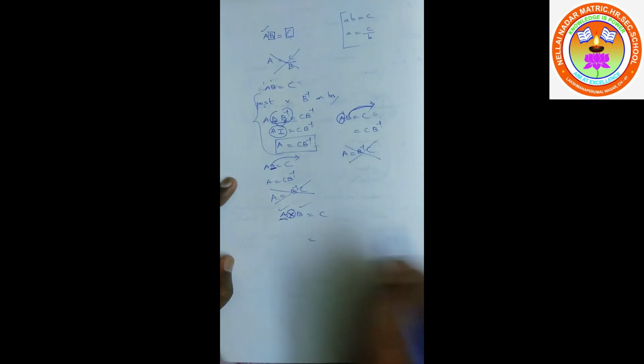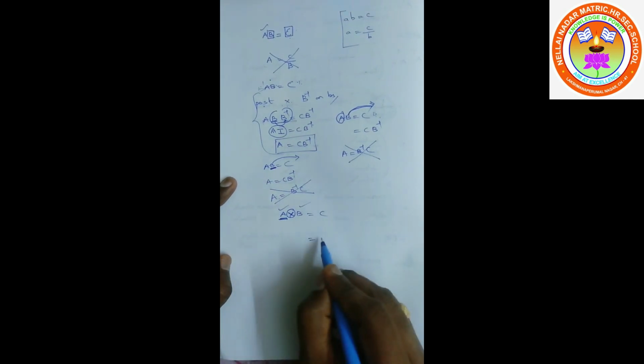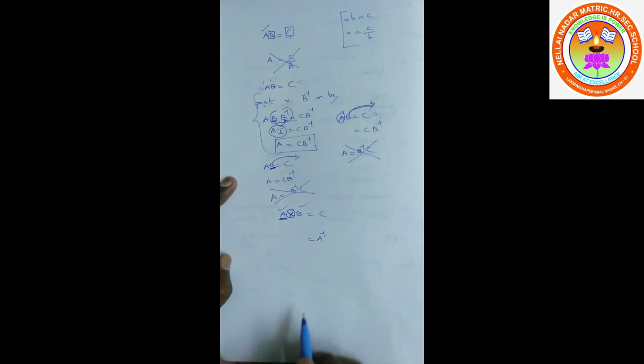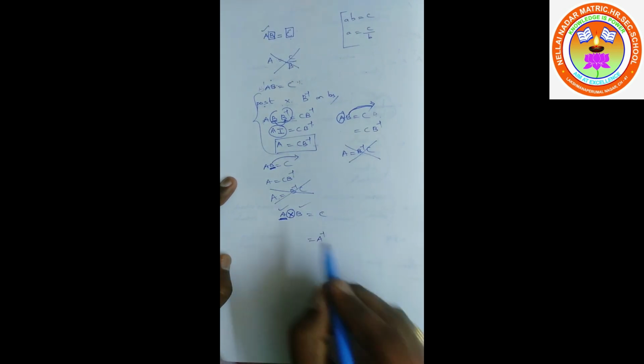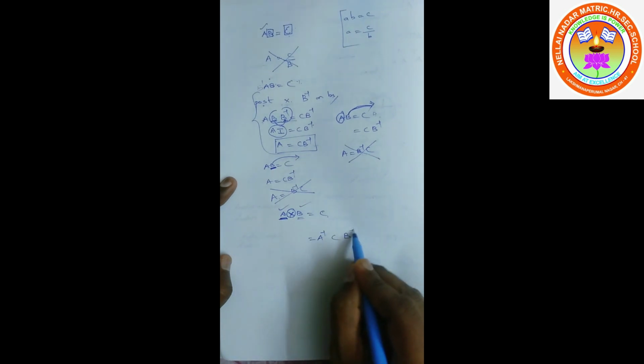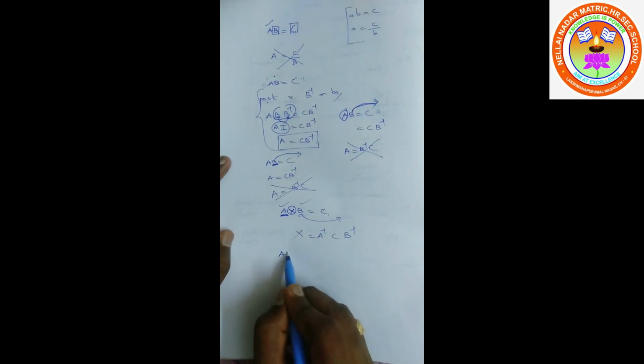Both A and B are unknown, so I need to bring them to this side. As A is present first, I need to put A in; if A comes this side, it becomes A inverse. Next write C. B is last, so B comes towards the other side as B inverse. So this is X. X is equal to A inverse C B inverse.